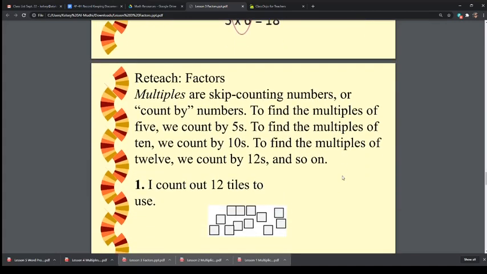Multiples are skip counting numbers or count by numbers. To find the multiples of 5, we count by 5s. To find the multiples of 10, we count by 10s. To find the multiples of 12, we count by 12s, and so on.